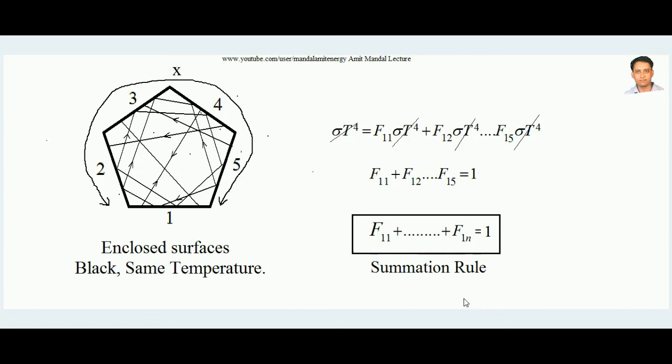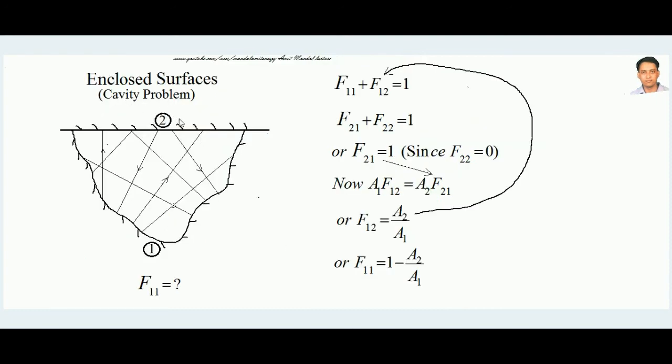So we have learnt 2 rules: one is the reciprocity theorem and the other is the summation rule for an enclosure. Now we will solve some numericals to get a better understanding. This is the cavity problem. This is a cavity, an enclosed surface, enclosed with the help of a lid, and the lid is a flat surface. Radiation exchange is happening inside this enclosed surface.